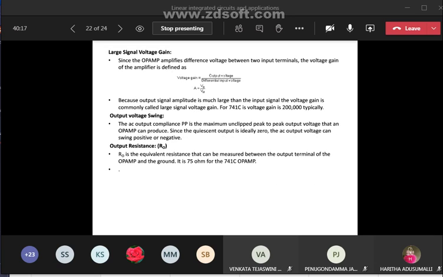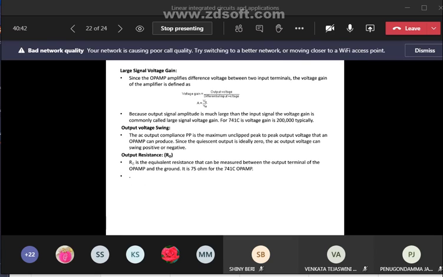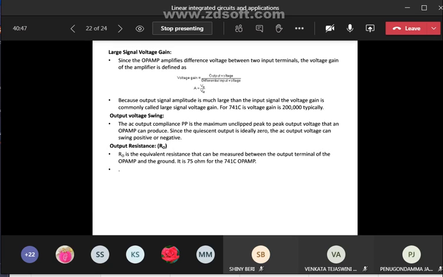Next one is large signal voltage gain. It is defined as the output voltage to the differential input voltage, so we can write A equal to V naught by Vd. It is a high value. The voltage gain is large. The ideal value is infinity.